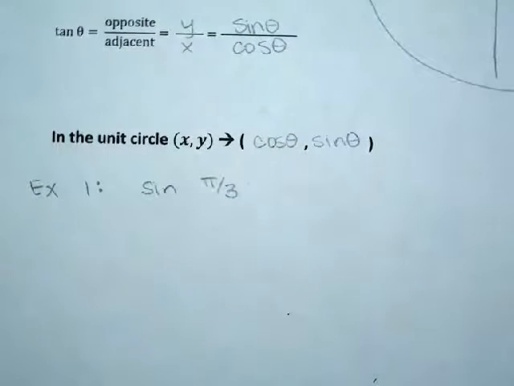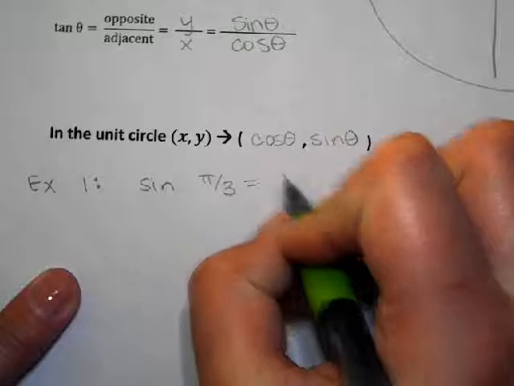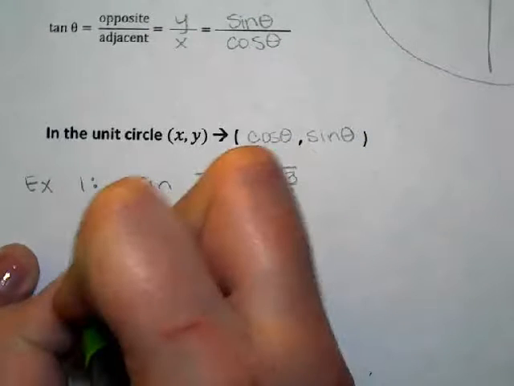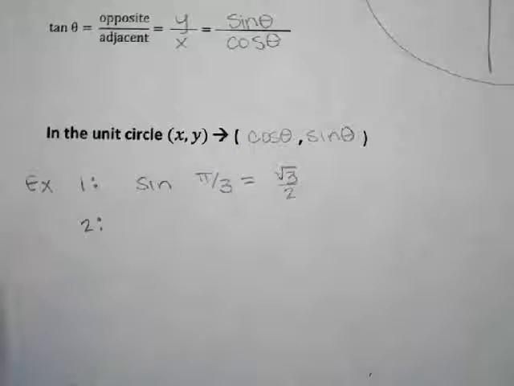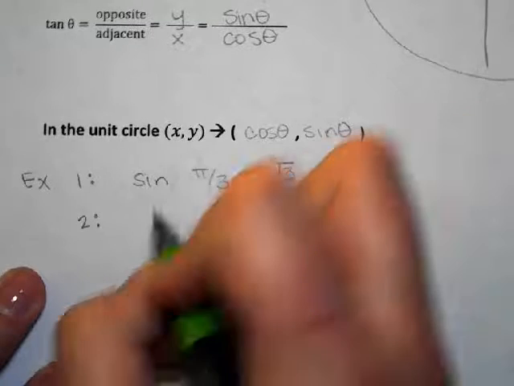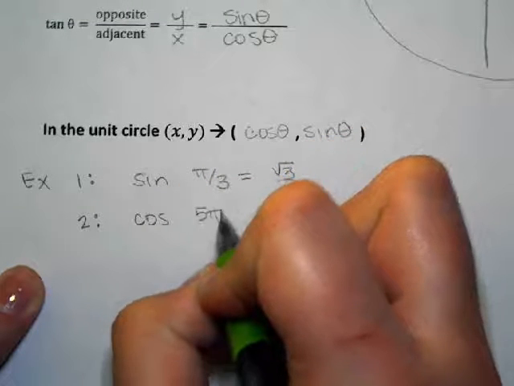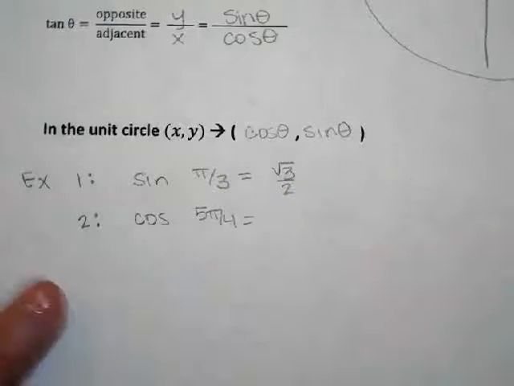All right, example 2. We're going to do cos of 5 pi fourths. So you're going to look for 5 pi fourths on the unit circle. And you're going to find the x-coordinate, because this is cos. And so what is cos of 5 pi fourths? Negative root 2 over 2.